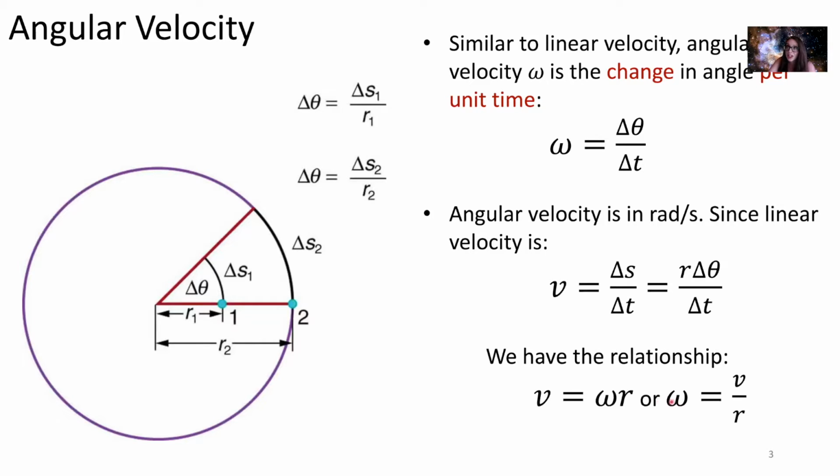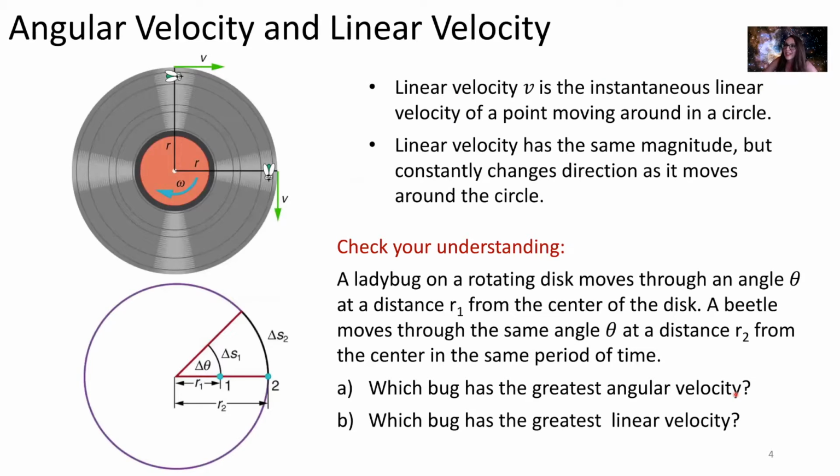Or we could rearrange this and show that the angular velocity is equal to the linear velocity divided by the radius of the circle. Okay, so let's check to see how well you're understanding this topic. Linear velocity is the instantaneous distance over time quantity of a point moving around a circle. Linear velocity has the same magnitude but is constantly changing in direction as you go around a circle.